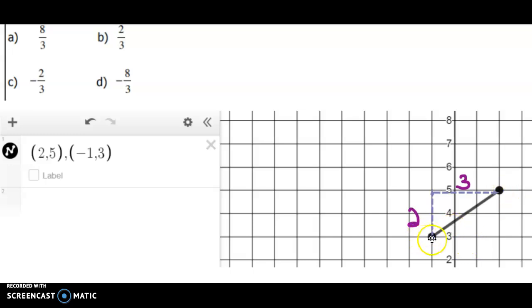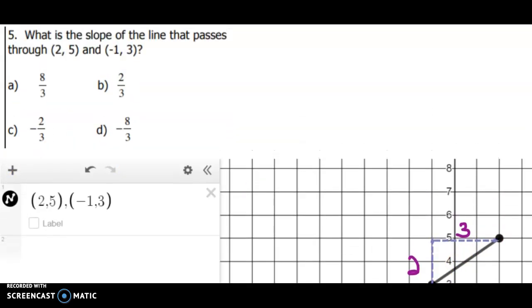It'll show up for you. So it crosses through a corner evenly here, a corner evenly there. I went up 2 over 3. And I can see that this line is going up. So my slope is going to be positive 2 over 3.